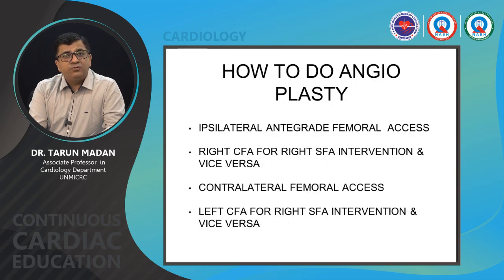So how do we do angioplasty in these patients? Either we take an ipsilateral anterograde femoral access for the same limb. For example, right common femoral artery access for right SFA intervention, and vice versa, left common femoral artery access anterograde for left femoral artery intervention. Or we can also take a contralateral crossover access, for example, left common femoral artery access for right femoral intervention and right common femoral artery access for left femoral intervention. And then you cross from the iliac artery to the opposite iliac artery and park your sheath over there.